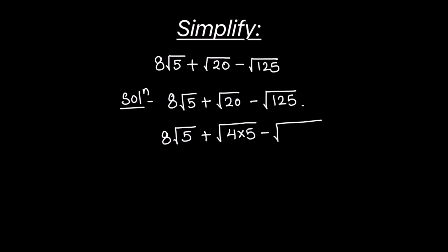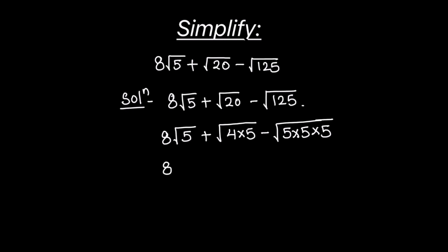125. Now here we are going to write the factors of 125. And we know that 5 is a factor of 125. So we can write it as 5 times 5, which is 25 times 5. These are the factors of 125. If you don't know the factor of any number, you can find it through prime factorization by dividing the number using prime numbers.